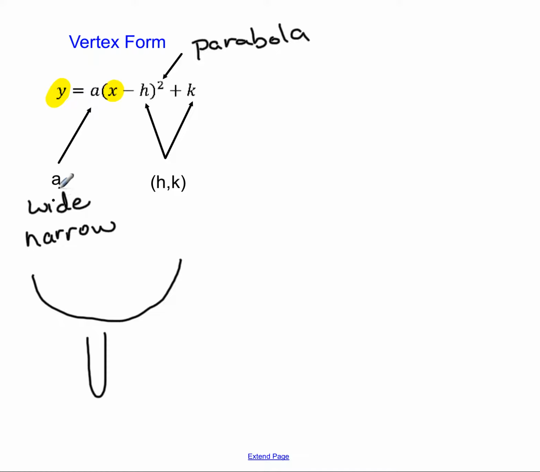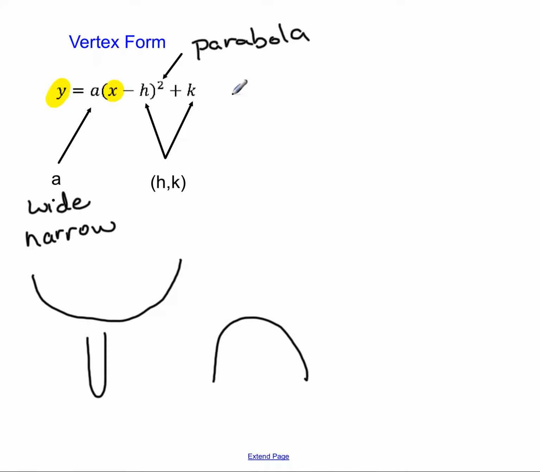We'll get to that in a few minutes, and also you'll do some exploration of that in the lesson. I kind of want you to figure that out on your own. What kind of number makes it wide? What kind of number makes it narrow? What kind of number makes it upside down? And what kind of number makes it right side up?